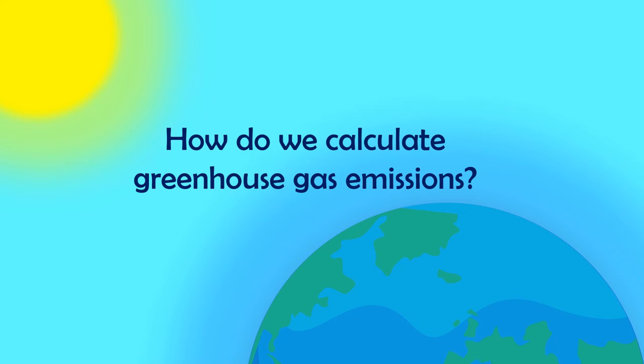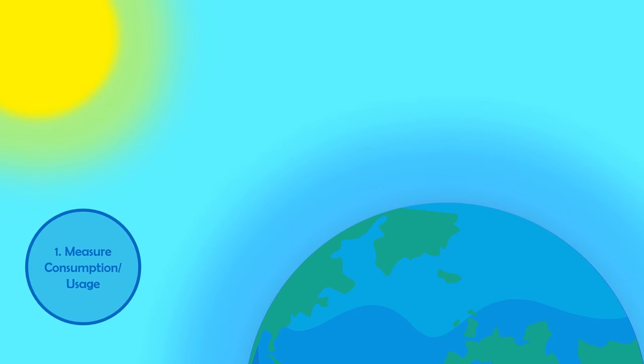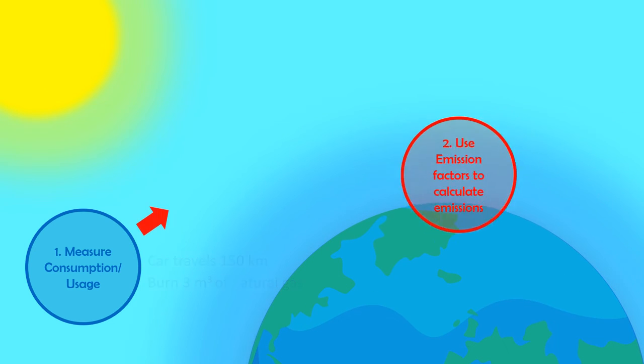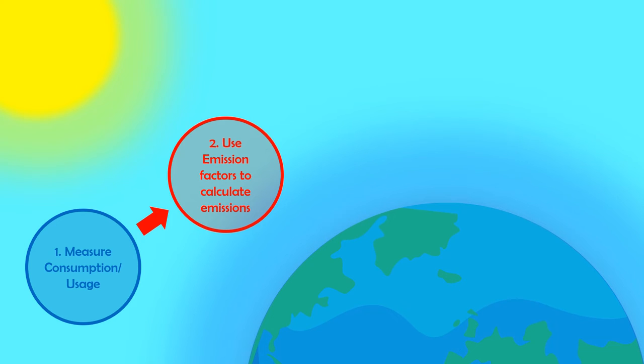There are just 4 steps to calculating greenhouse gas emissions. Firstly, we must collect measurable usage or consumption data. For example, the distance a vehicle travels or the amount of fuel burned. We then use emission factors to convert measurable quantities into greenhouse gas emissions. An emission factor tells us how much of a greenhouse gas is emitted for every unit of consumption. For example, how much carbon dioxide is produced for every kilometre driven, or how much methane is released for every cubic metre of natural gas burned.